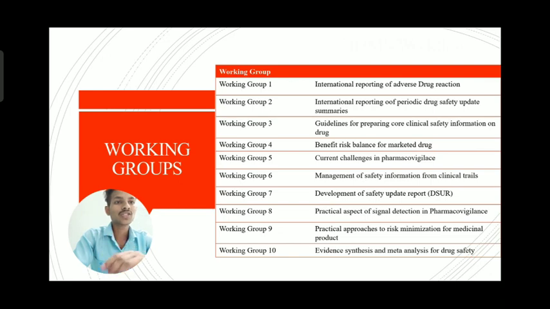Fifth is current challenges in pharmacovigilance. Sixth is the management of safety information from clinical trials. Seventh is development of safety update reports. Eighth is the pharmaceutical aspect of signal detection in pharmacovigilance. Ninth is practical approaches to risk minimization for medical products. Tenth is evidence synthesis and meta-analysis of drug safety.